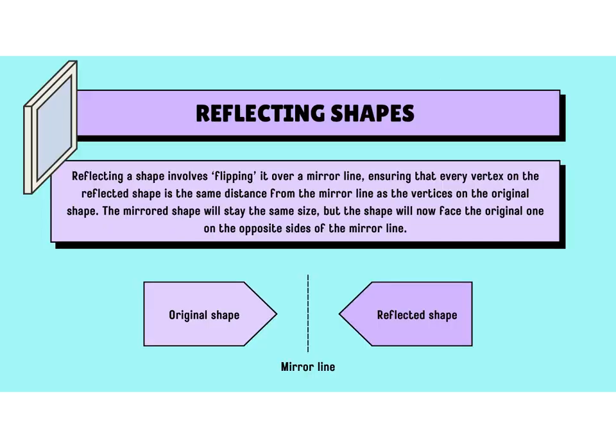So let's get going. Reflecting shapes, we have to start with a shape, our original shape or our pre-image, and then our new shape, our reflected shape or our image. And here's our mirror line. That's what we fold it over. So everything will be the same distance from that mirror line. You go in and you go back out.